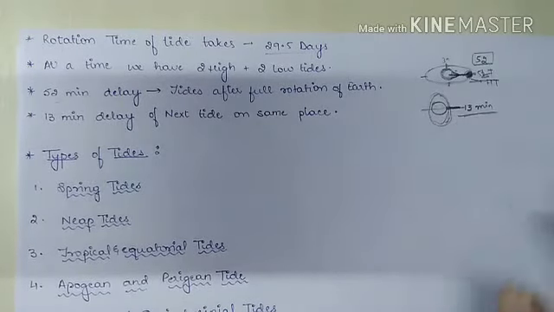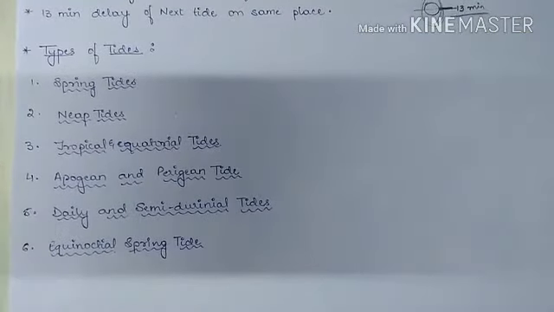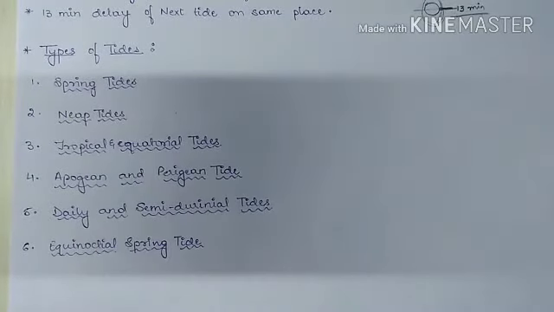Okay, now we will look into different types of tides. So we basically have 6 different types of tides. First we have spring tides. Spring tides are very high tides that are caused when the sun, moon and earth are almost in the same line, and such high tides are known as spring tides. And this position of the sun, moon and earth when they are in a straight line is known as syzygy.